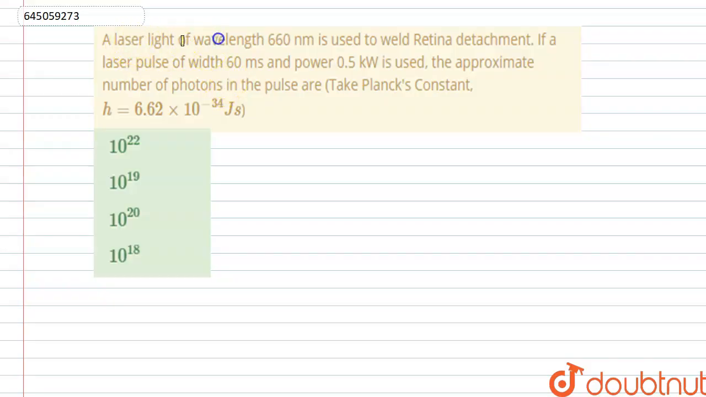Hello everyone, let's start the question. The question says, a laser light of wavelength 660 nanometer is used to weld retina detachment. If a laser pulse of width 60 ms and the power is 0.5 kilowatt is used, the approximate number of photons in the pulse are? Take the Planck's constant h equals 6.62 into 10 to the power minus 34 joule second.